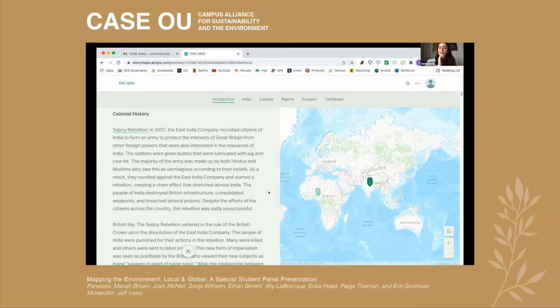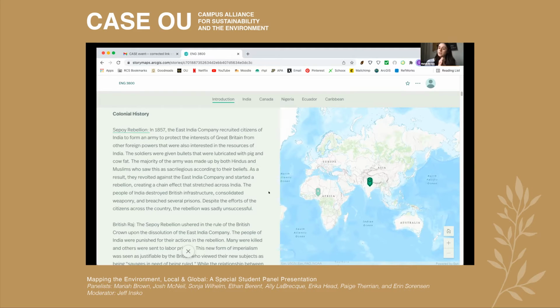The citizens began to destroy the infrastructure that the British had built there. They breached prisons, they consolidated a lot of their weaponry. And while this was a really big rebellion, it was unfortunately unsuccessful. The issues that Sonja already mentioned about the East India Company, this was kind of like the final straw for Britain. They decided that they were not effective enough in essentially taming the people of India.